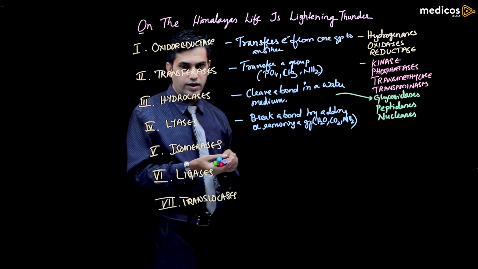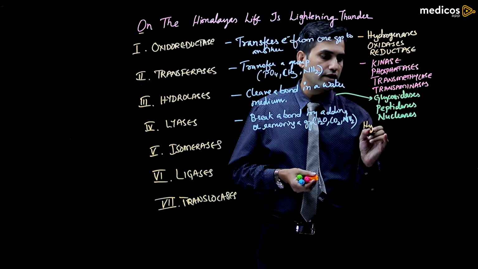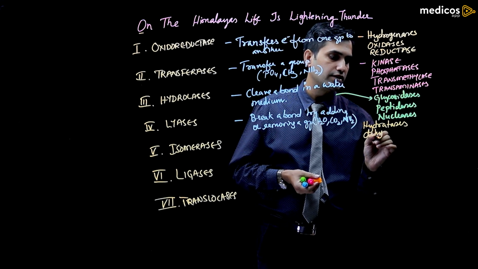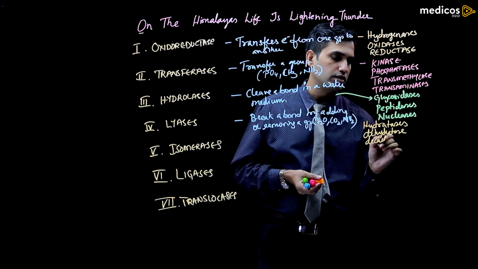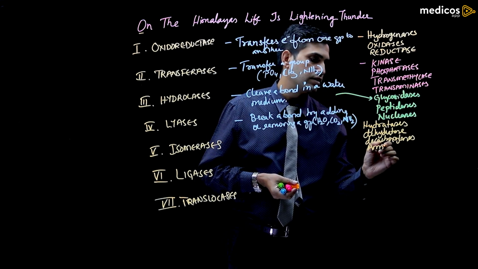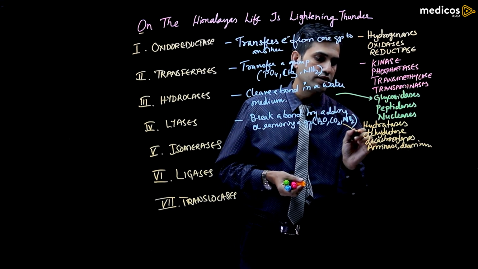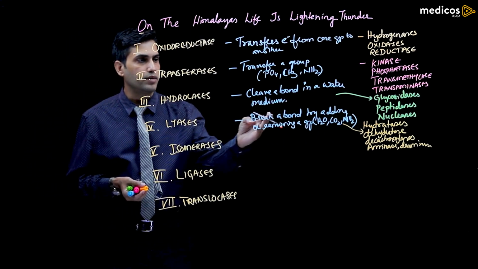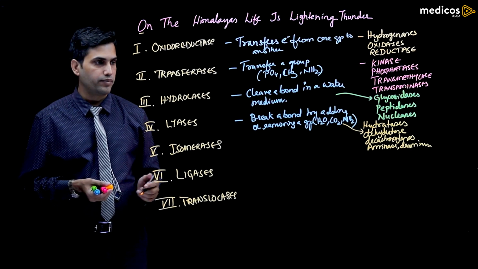So examples for these lyases are hydratases, dehydratases, decarboxylases, aminases and deaminases. Okay. So what are lyases? They break a bond by adding or removing a group of water, carbon dioxide or ammonia.